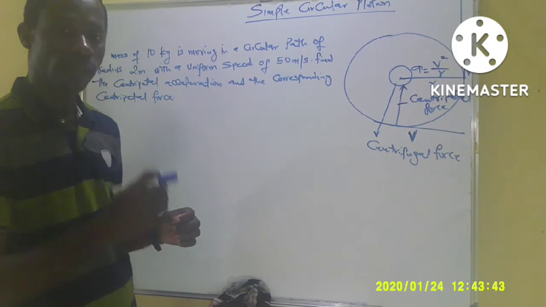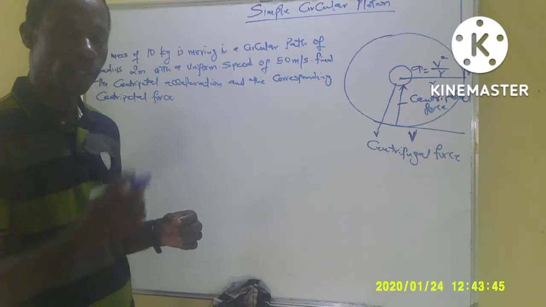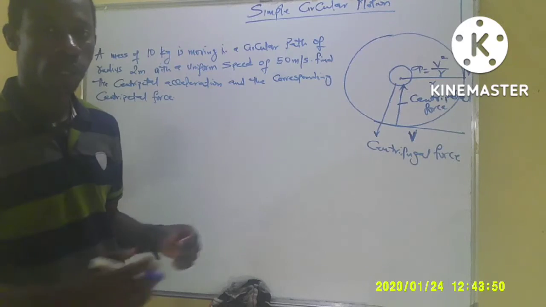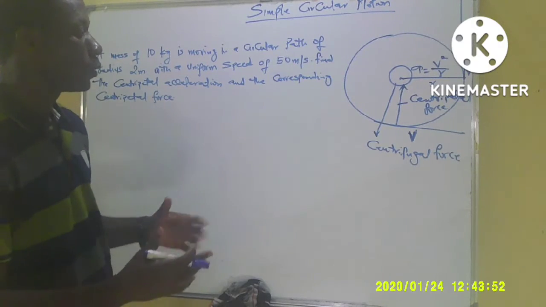It's an inward force that keeps the body towards the center of the circle, while the centrifugal force is an outward force that keeps the body, or takes the body, away from the circle. And that's just the main difference.